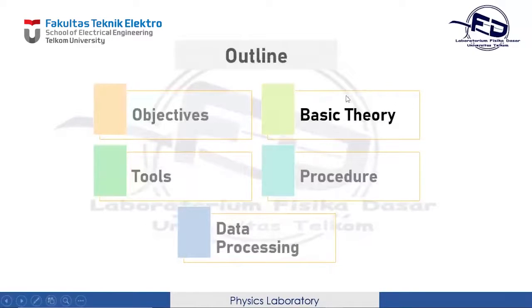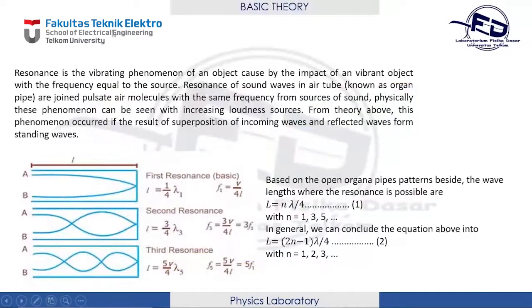Secondly, we have to understand about the basic theory of resonance. Resonance is the vibrating phenomenon of an object caused by the impact of a vibrant object with the frequency equal to the source. What is the meaning of equal to the source? Equal to the source is, for example, if you have a sound source and it produces vibration, but the vibration spreads to other things, and automatically the vibration will spread to B, which has similar frequency to A as the vibration source.